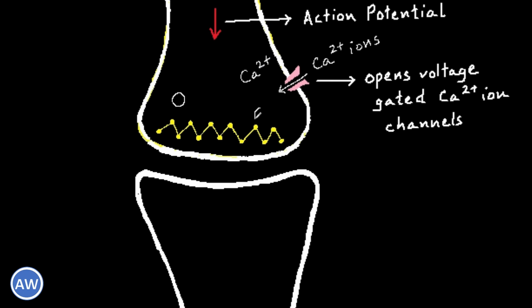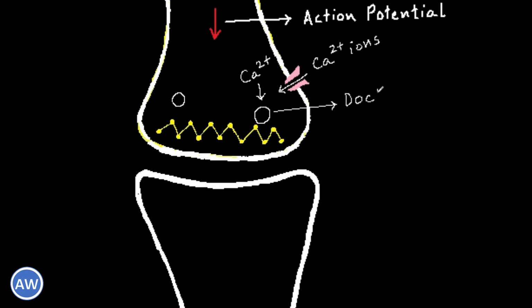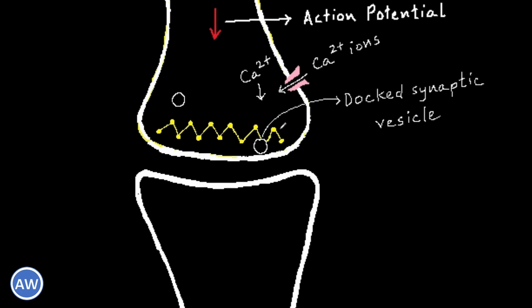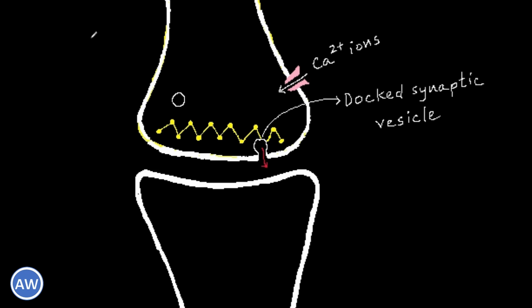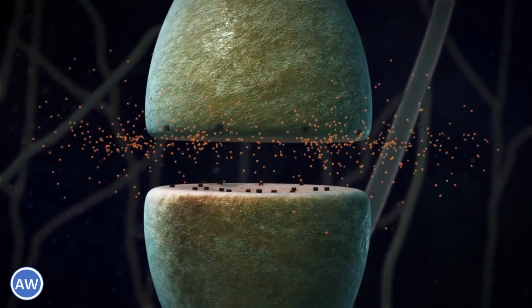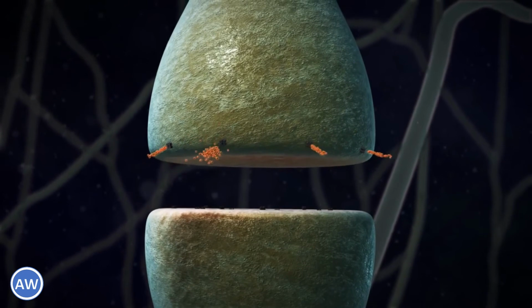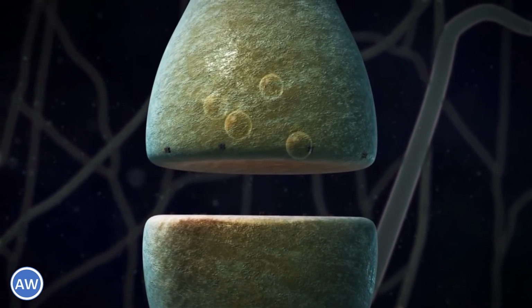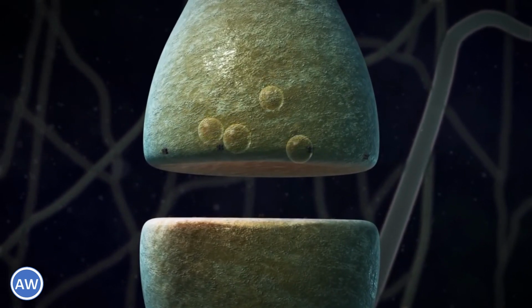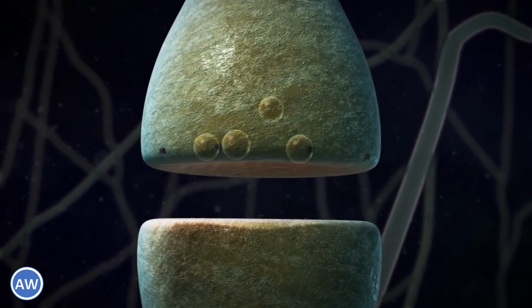The presence of calcium ions, in turn, permits the fusion of the membrane of the docked synaptic vesicles with the presynaptic membrane and the subsequent release of its messenger molecules into the synaptic cleft. Now, precise control of calcium availability is necessary to ensure that only the required amount of messenger molecules are released as the consequence of a single action potential.